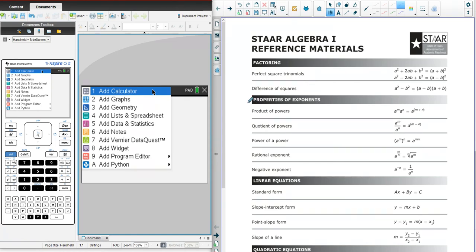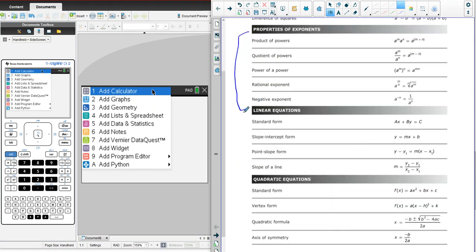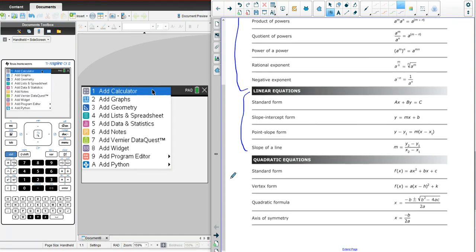For example, right here, it's got the exponents, the rules of the exponents. It talks about in the next section the linear equations, for example, like slope-intercept form. How do you find slope between 2 points? And then down here is the new lessons that we went over. Notice how it has axis of symmetry, and it's got vertex form, standard form.